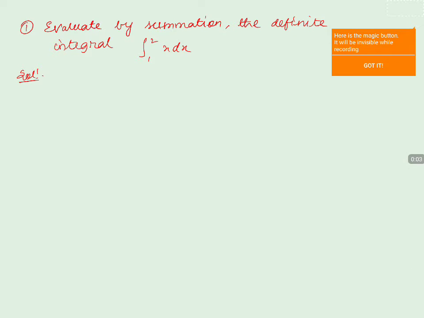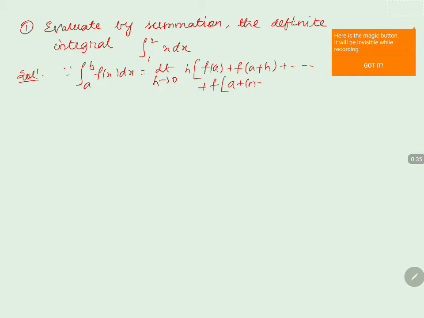Evaluate by the summation the definite integral from 1 to 2 of x dx. In order to solve the problem, we'll use the formula: integral a to b f of x dx is equal to the limit as h tends to 0 of h times f of a plus f of a plus h plus so on plus f of a plus n minus 1 into h.